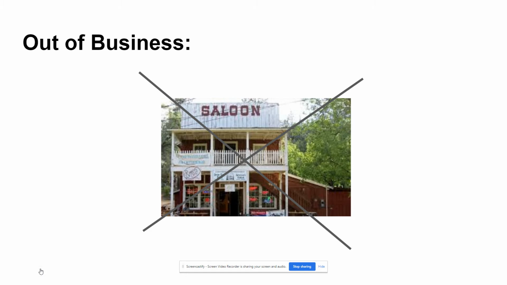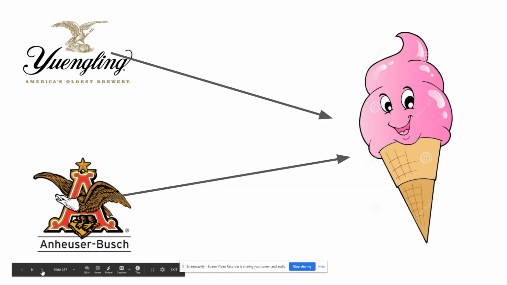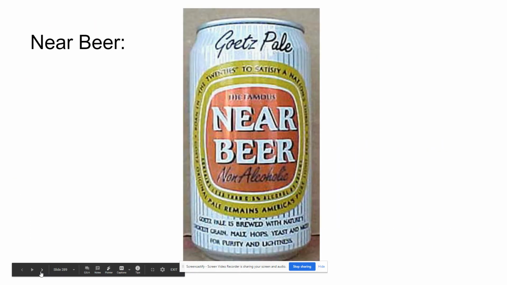Now let me explain the first part of it. Immediately, saloons, you're gone. You're closing up. You can't exist. Now, breweries, you're closing up. So during Prohibition, that happened. Now, some breweries found other things to do. Anheuser-Busch and Yuengling, the #1 American beer company right now, started making ice cream. And Coors started making pottery somehow. I don't know.